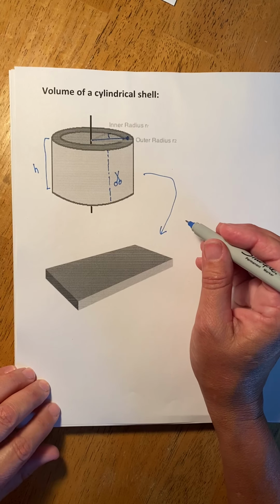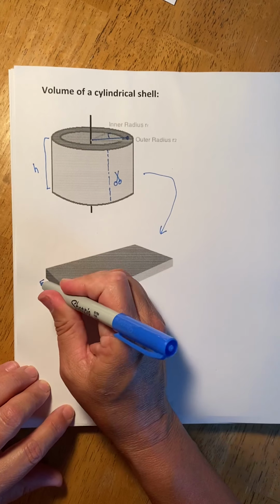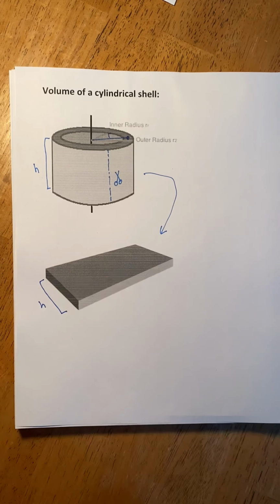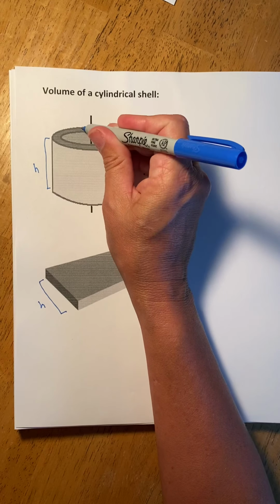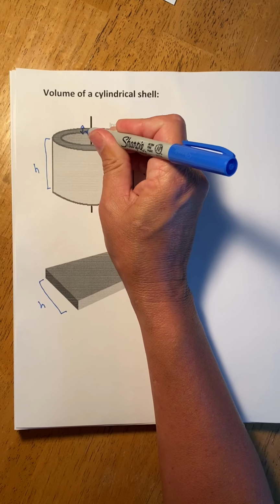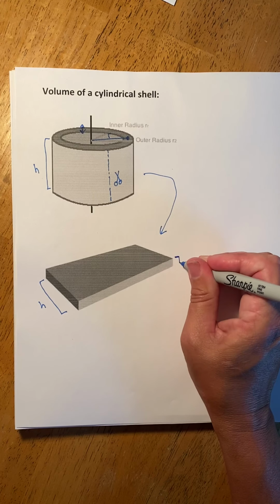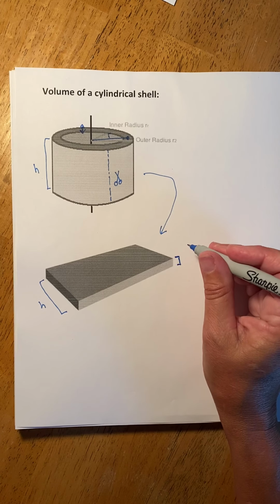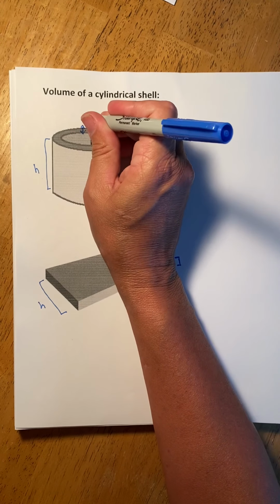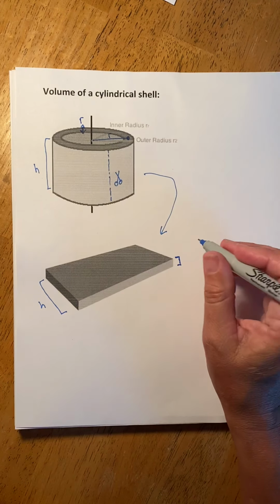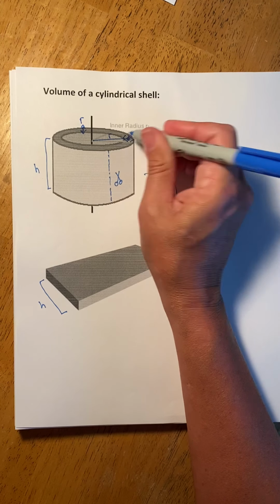So the height of it will transpose to the width. The thickness right here, right? That thickness is going to be this right here. We're going to call that, let's just call it R for now, the width between the inner and the outer radius.